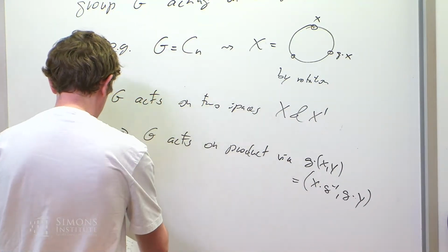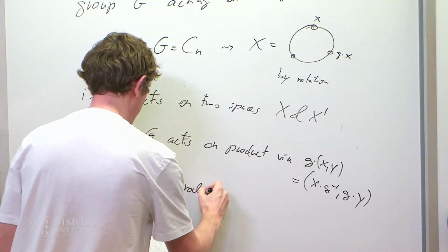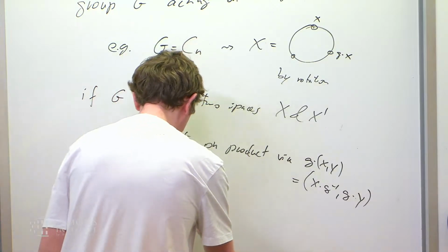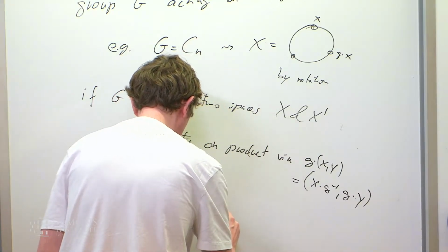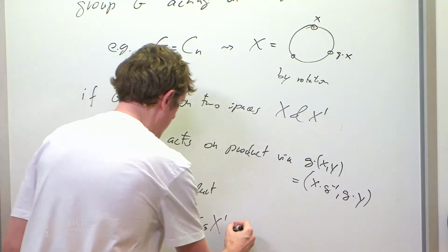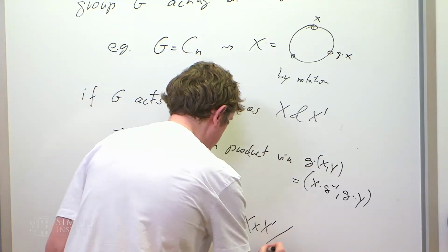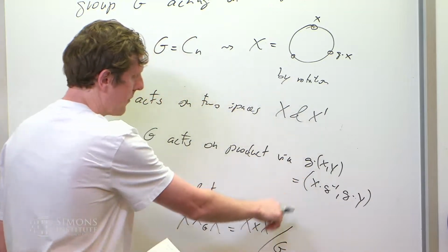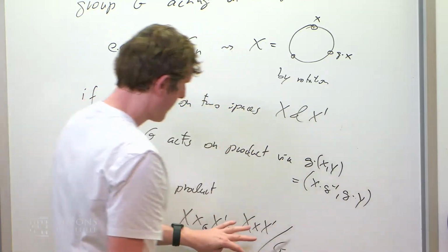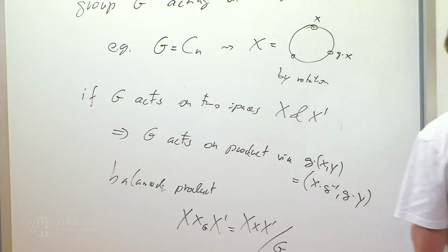Now the balanced product is simply defined as follows. First of all, it's notated as X and then a Cartesian product with a G. This is defined as just the normal Cartesian product, and then I look at orbits under this action of G. So that's just the abstract definition. Let me give you an example, and again I use the torus. It's convenient.